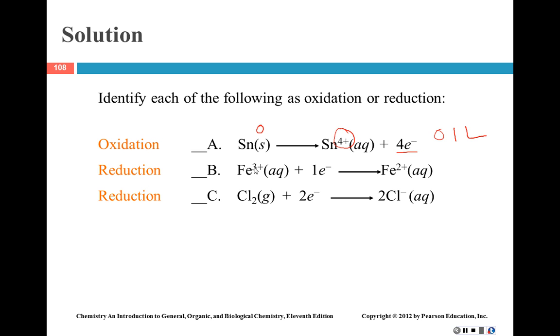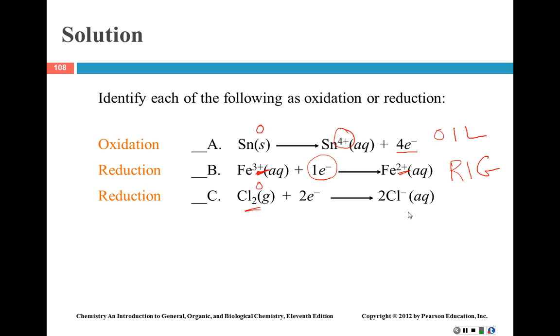Iron 3+, if it gains 1 electron, that means that it's 1 less positive, so it's an Fe2+, so that would be reduction. And in this final one, this is a 0 because it's elemental, +2 electrons.